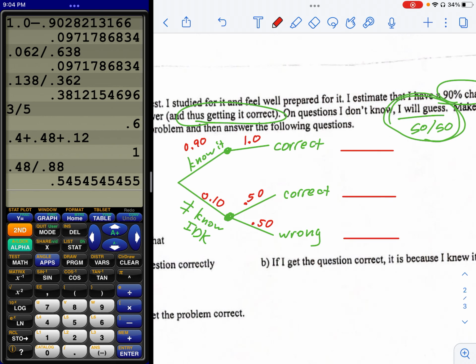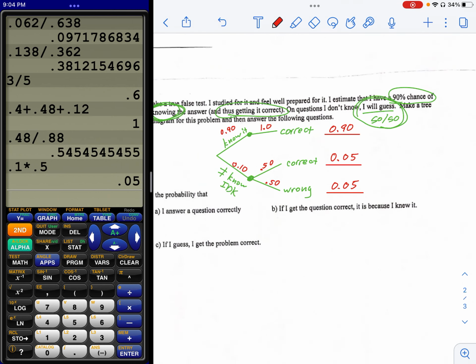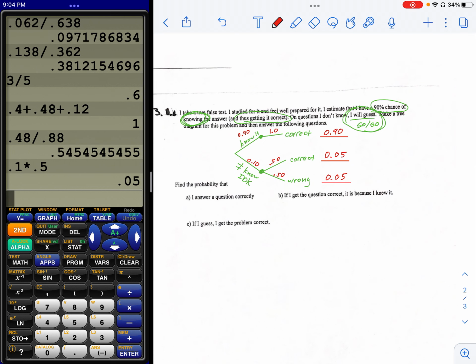So what are my three probabilities? Because there's only three different branches here. The first one I'm doing in my head, what's 0.90 times 1? Well, that's 0.90. And then the next two are both 0.1 times 0.5, which is 0.05. Okay, so there's three different scenarios for this student. Part A, what's the probability they answer the question correctly? Well, that would be this plus this, 90 plus 5, so 95% of the time.